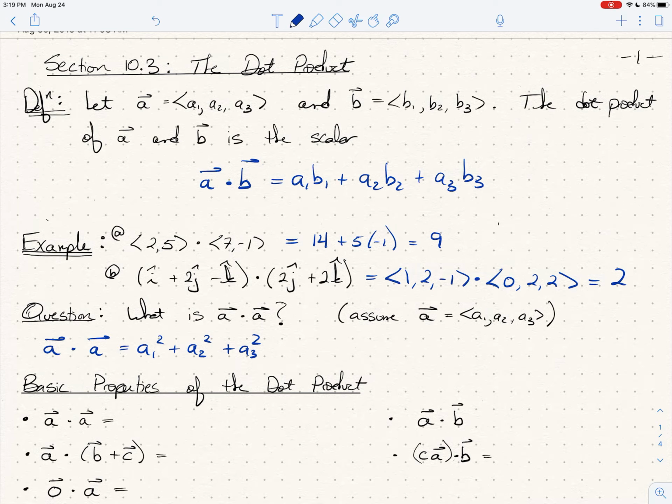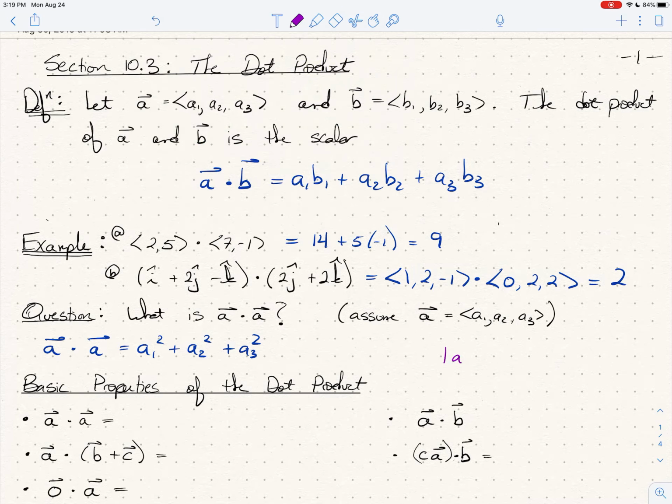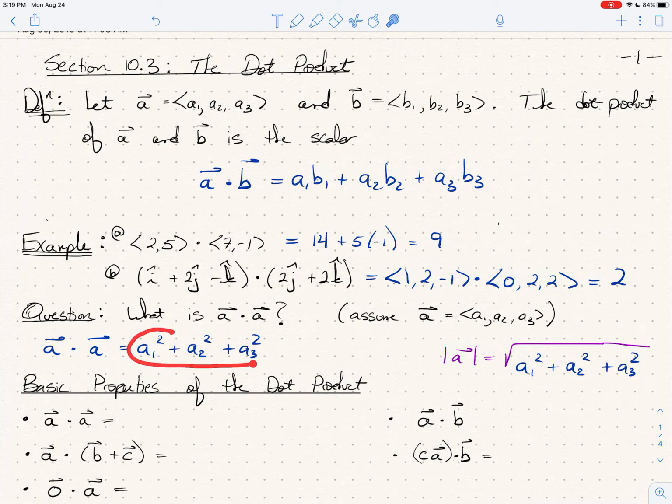And we've seen that number before. Where have we seen it? The length of A, we saw, was the square root of this expression, right? This expression right here. So if you were to square the length of A, you'd have exactly this. A dot A is exactly the length of A squared. That's a really handy little fact to keep in mind.